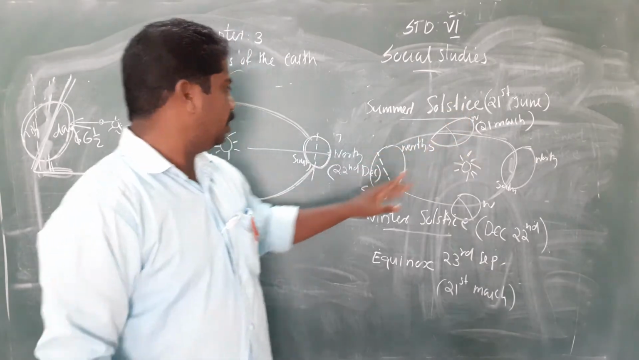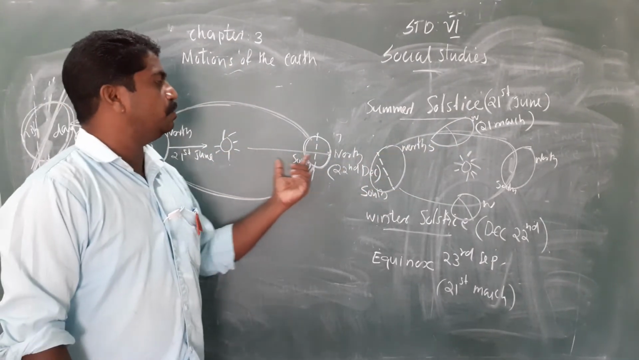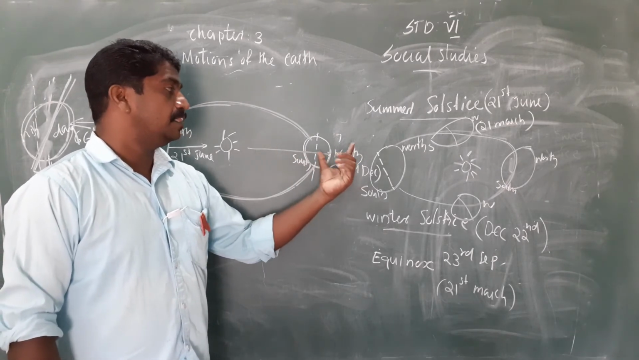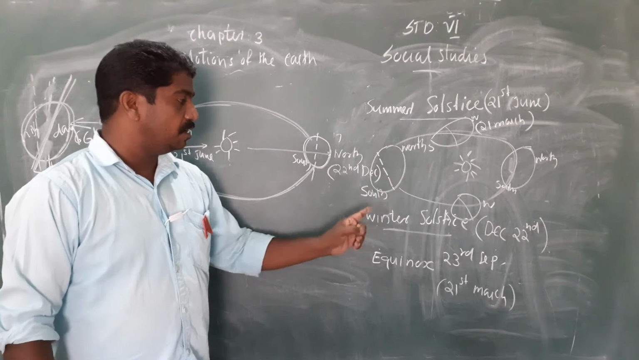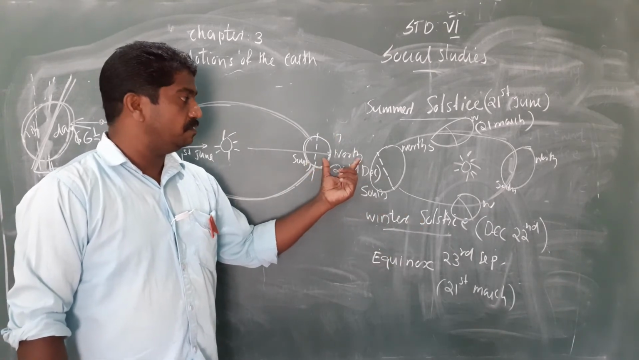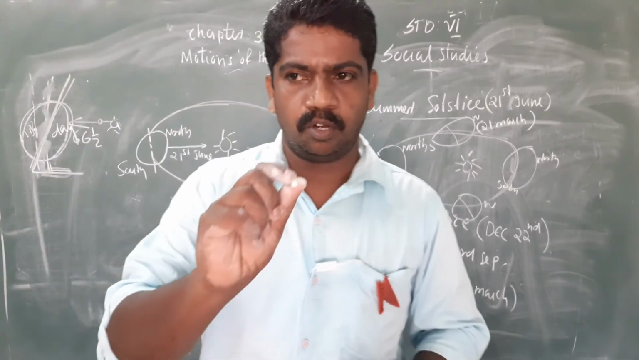In the same way, on 22nd December, the northern hemisphere is very far from the sun. Therefore, this is called winter solstice. On this day, the northern hemisphere will experience long nights and short days.